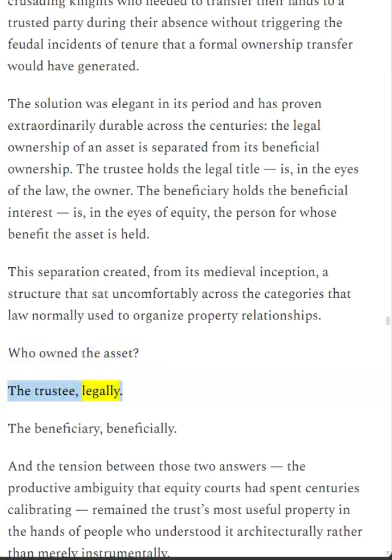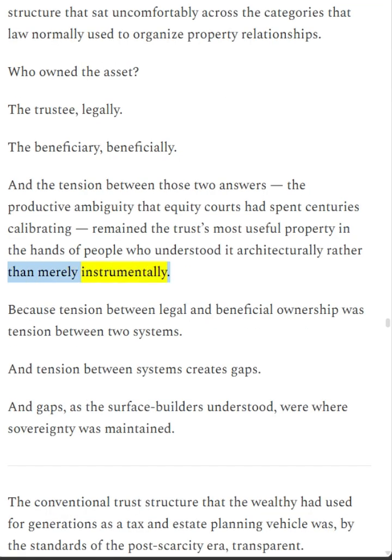The trustee legally, the beneficiary beneficially, and the tension between those two answers, the productive ambiguity that equity courts had spent centuries calibrating, remained the trust's most useful property in the hands of people who understood it architecturally rather than merely instrumentally. Because tension between legal and beneficial ownership was tension between two systems. And tension between systems creates gaps. And gaps, as the surface builders understood, were where sovereignty was maintained.